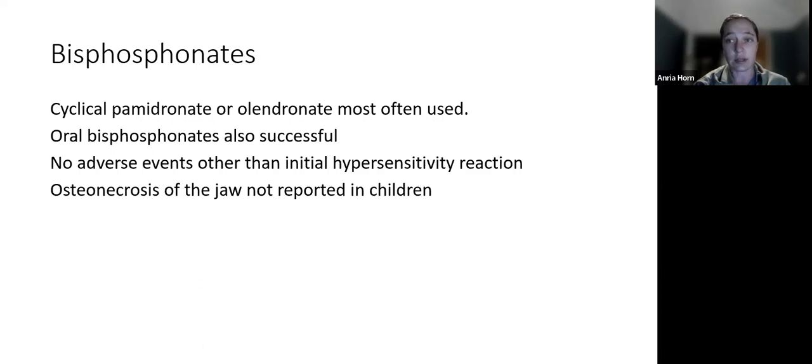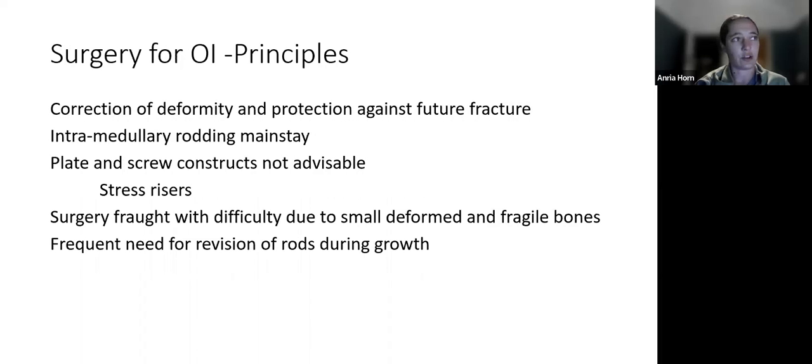Oral bisphosphonates are also successful, but less well tolerated, of course, because we know about all the gastrointestinal side effects of that, having to take it on an empty stomach, etc. So it's very difficult for children. And as opposed to a daily dose, the cyclical ones are every 6 to 9 months. So it's much better. No adverse events have been reported other than your initial hypersensitivity reaction. And actually, osteonecrosis of the jaw has not been reported in children either. So it seems to be an adult issue.